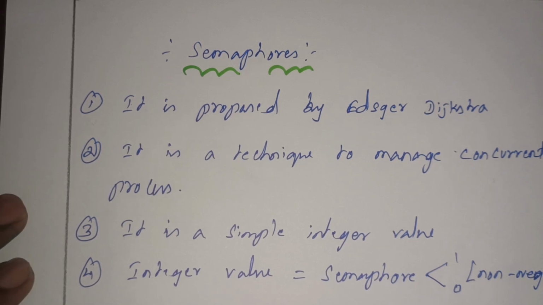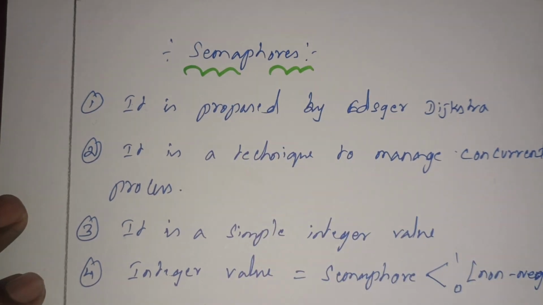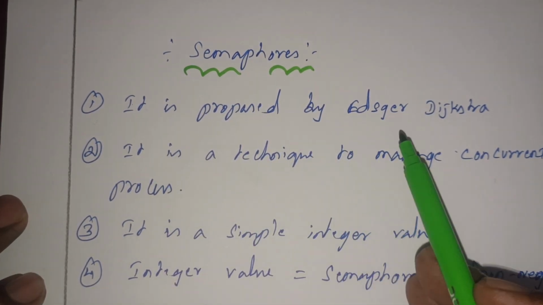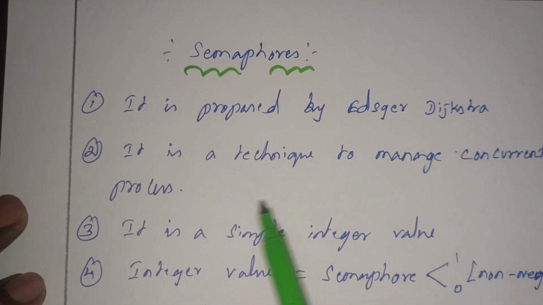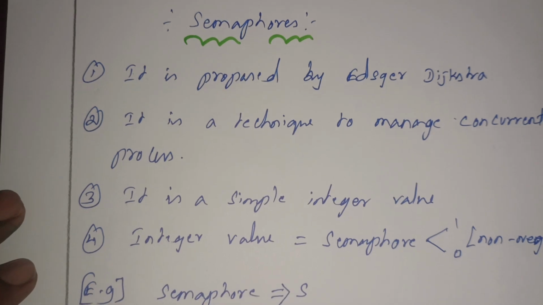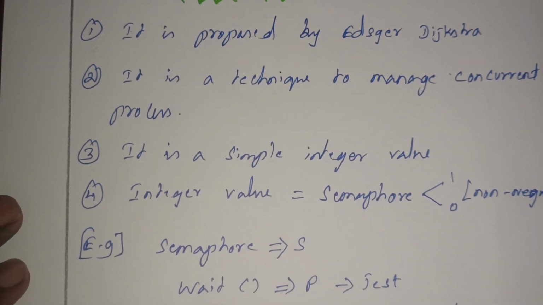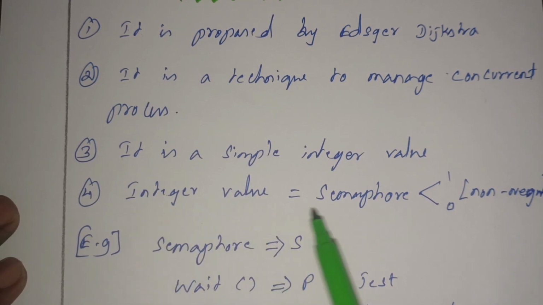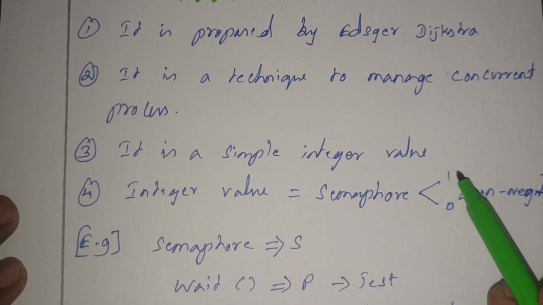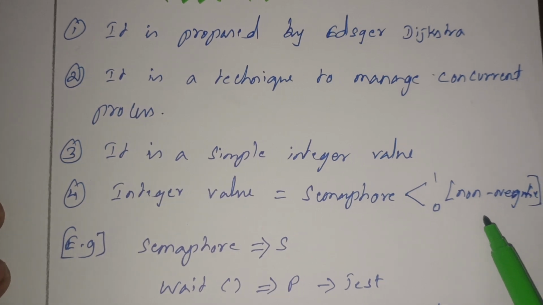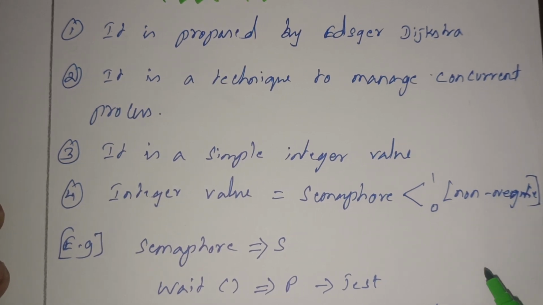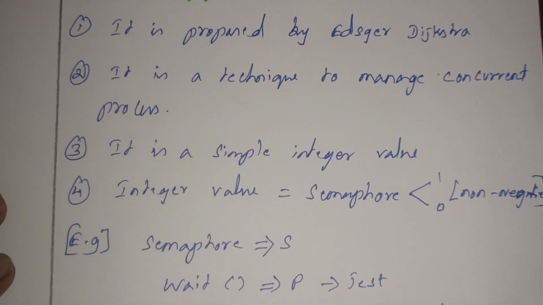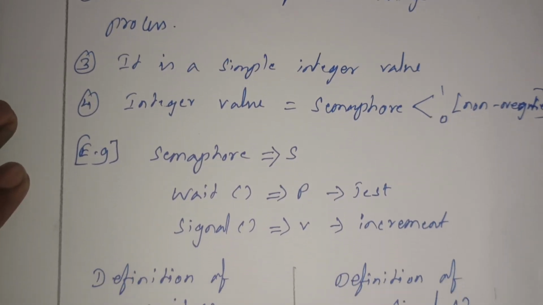Now I am going to explain to you all about a process synchronization solution, the semaphore. It was proposed by Dijkstra, and it is a technique to manage concurrent processes. This semaphore is a simple integer value, that is, it may be either 0 or 1, and the condition is that it is a non-negative value, no minus, right? So let's get directly into the topic with one example.